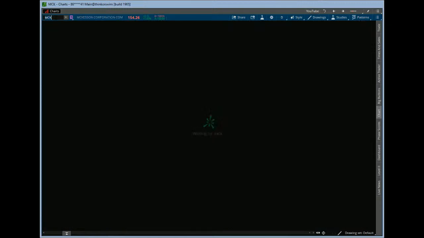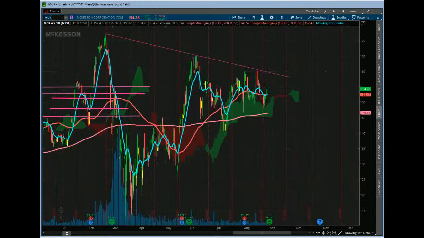MCK. McKesson with a little bit of a push right there. Again, this is the big geometric line that we're focusing on right now, a sideways cup and handle-ish type pattern, right? So we want to see it push through there with some volume to see if we can get a breakout on that one. Otherwise, watching for some resistance.